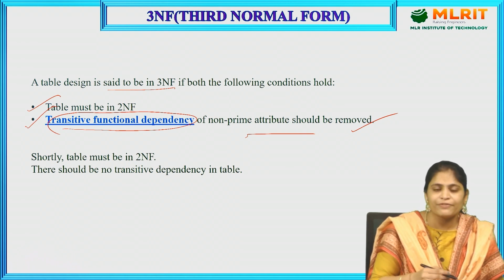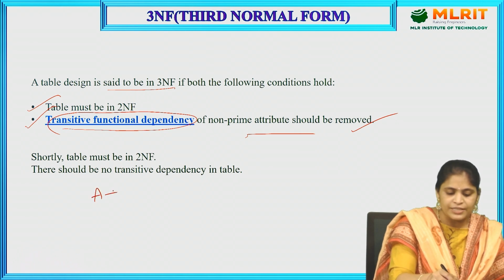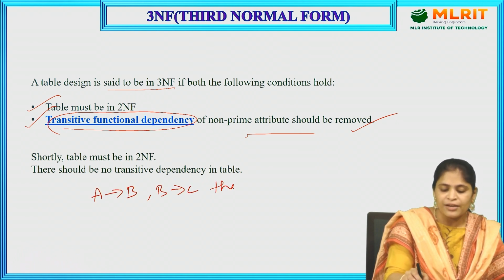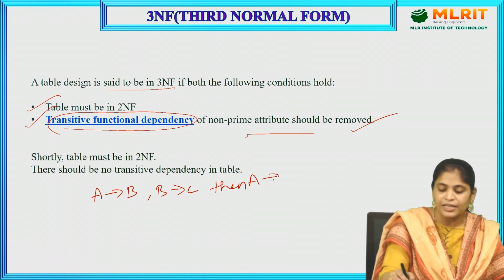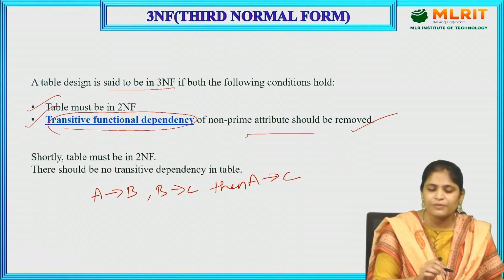What is a transitive dependency? Let us take these functional dependencies first. For example, A determines B, B determines C. Then we can say that A determines C. This is transitive dependency. This we have already discussed in our previous sessions.